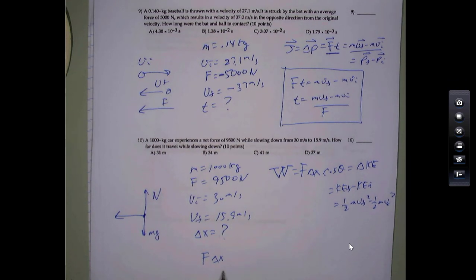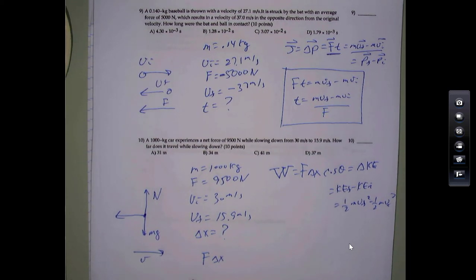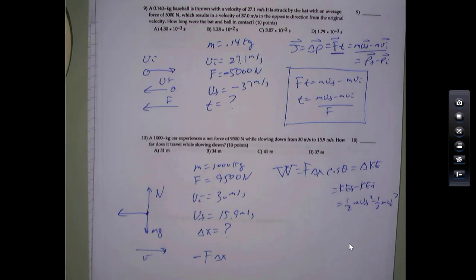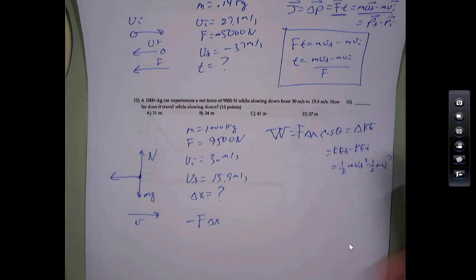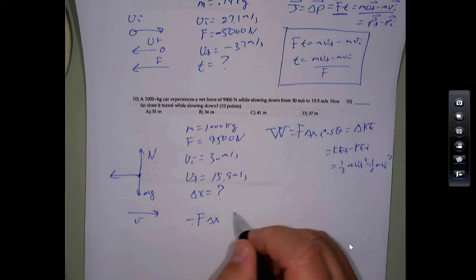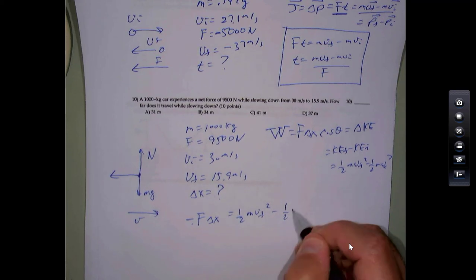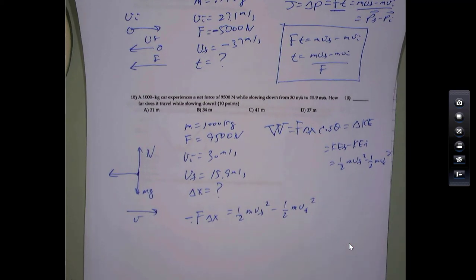So F delta x cosine of theta. If you're moving this way, and the force is back the other way, the work is technically negative. Or cosine of 180, -1, it's the same thing. So if you wanted to put cosine of 180, that's where the minus sign comes from. I just know I'm moving one way, the force is back the other way, because it's slowing me down. That's where the negative sign comes from. Okay, and then the part I could use here is 1/2 mv final squared minus 1/2 mv initial squared. Then the only thing that you don't have is the delta x that you're looking for.